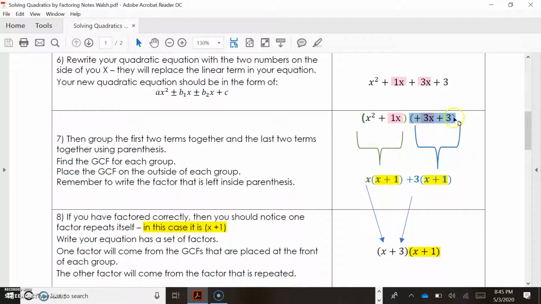We have to do the same thing for the second half that we grouped together. What do 3x and 3 have in common? They have a 3, so that's our GCF. And we can't forget about the remaining factor. We know 3 times x is 3x. 3 times 1 is 3.